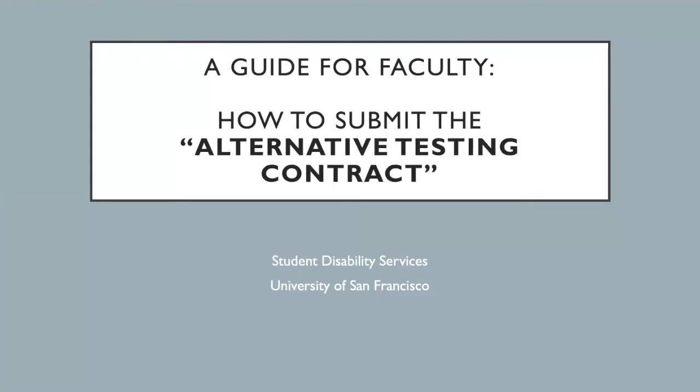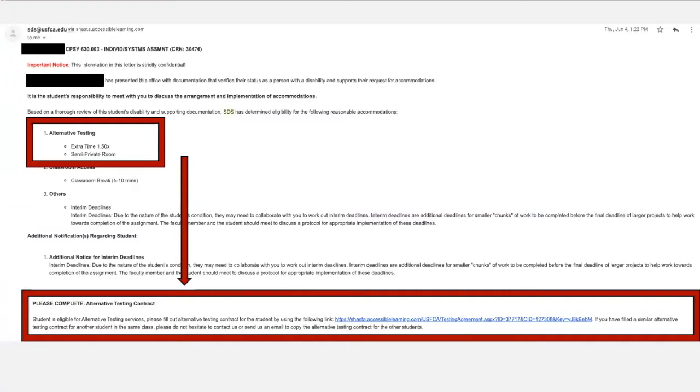First, if the student is eligible and requesting alternative testing accommodations in your course, you will get an email from our office that looks like this. This is a sample email of a student who uses alternative testing accommodations. You will see if the student has alternative testing accommodations, they will be listed here, and you will have a link to complete the alternative testing contract. Click on the link and it will bring you straight to the testing contract itself.